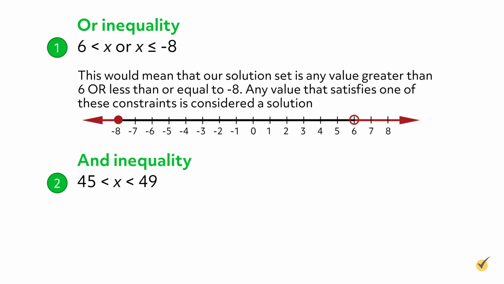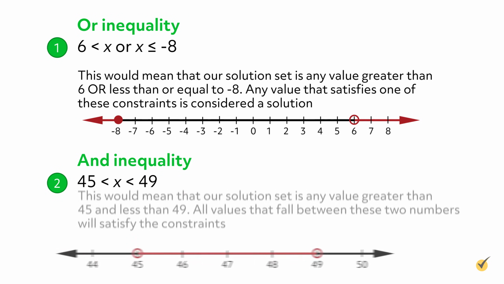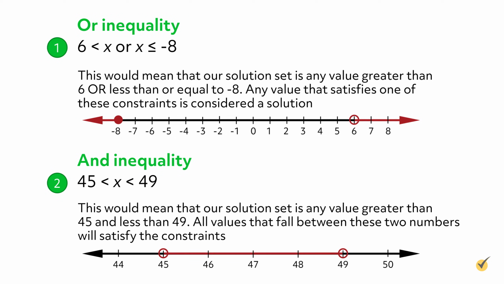Here's an example of an and compound inequality. This would mean that our solution set is any value greater than 45 and less than 49. All values that fall between these two numbers will satisfy the constraints. Now that we have an understanding of what a compound inequality is and what it represents, we can dive into the process for solving compound inequalities.